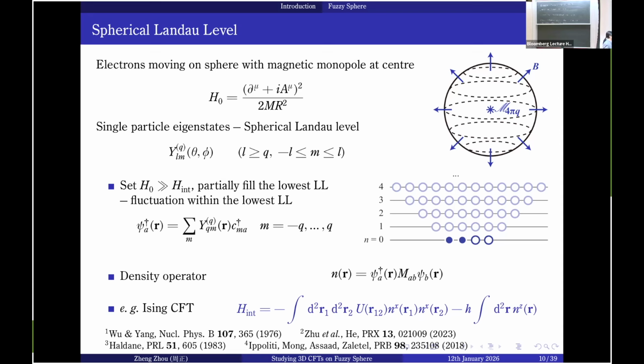Since to reach the Ising CFT you only need to tune one parameter, h can be taken rather arbitrarily. What we usually do is take U as a linear combination of local and super-local interactions. We will see some examples. This is just a hand-waving expression that shows you how the model looks, and we'll see more concrete examples in the following.